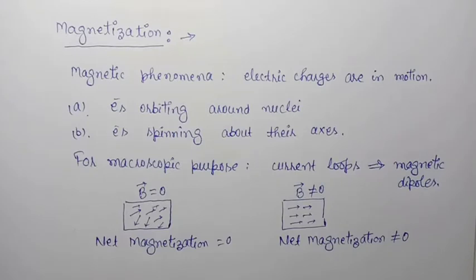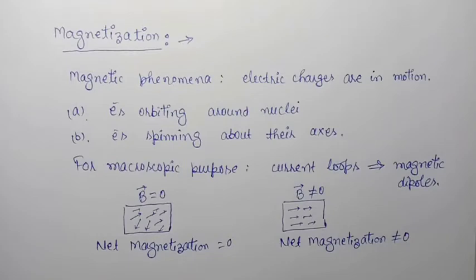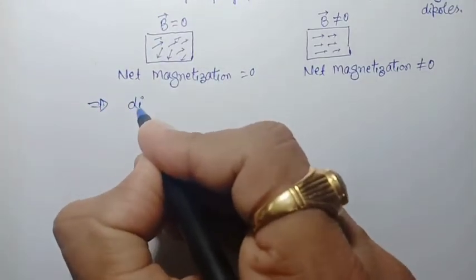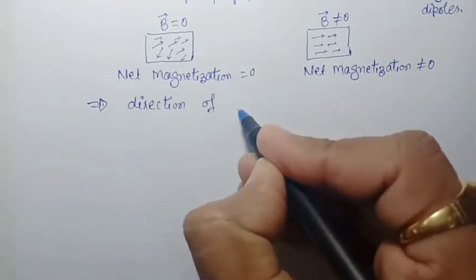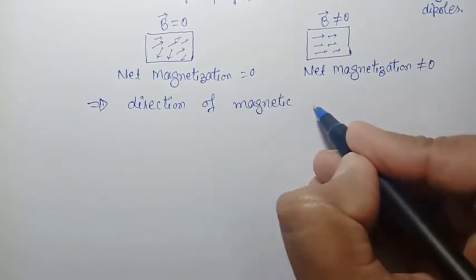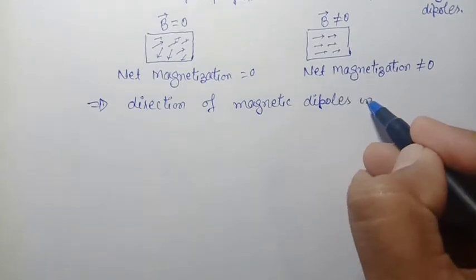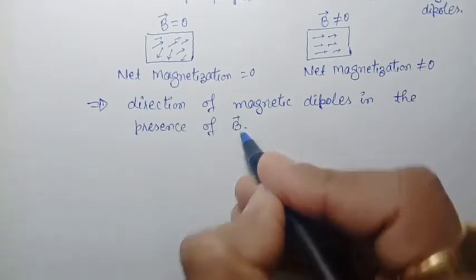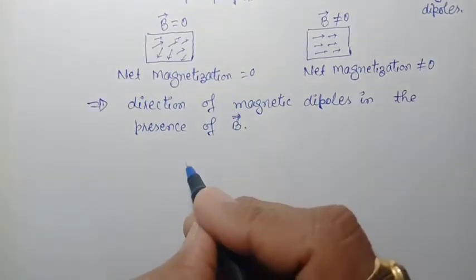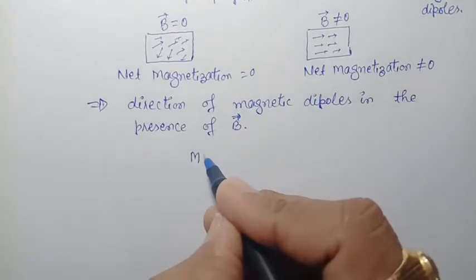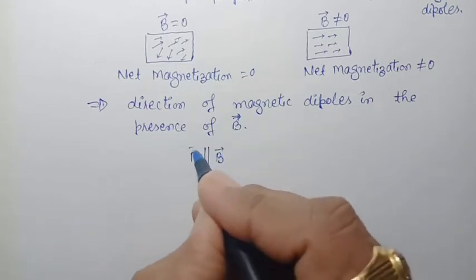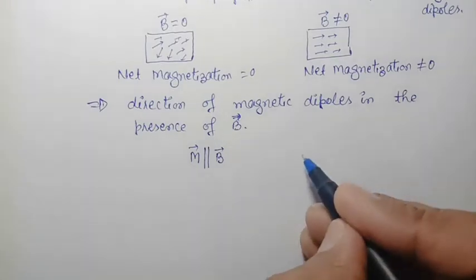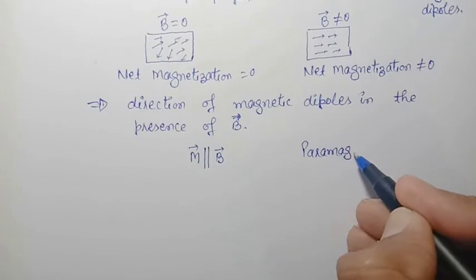Now next important point here is the direction of the magnetic dipoles in the presence of magnetic field. So here, when magnetic dipoles or magnetization is parallel to the magnetic field, that is, the magnetic dipoles are oriented in the same direction as that of the magnetic field, then we have paramagnetic materials.